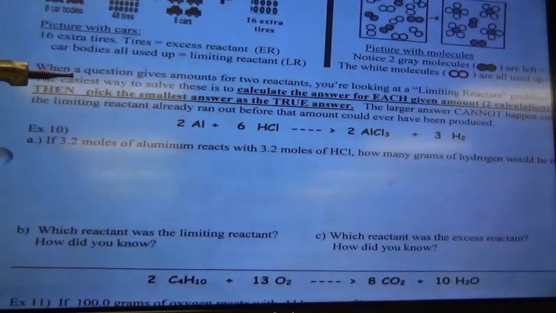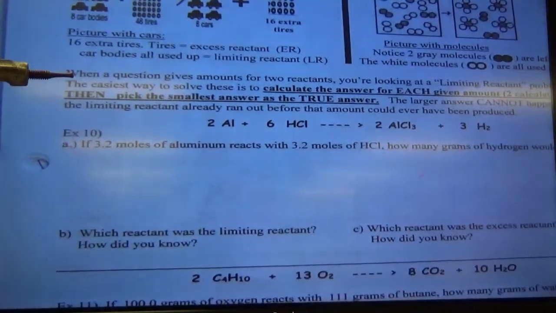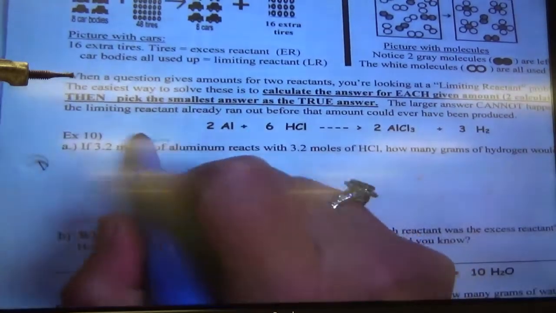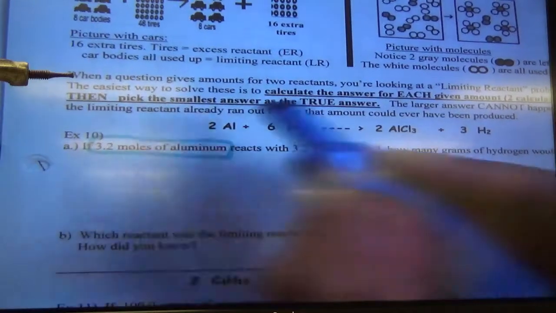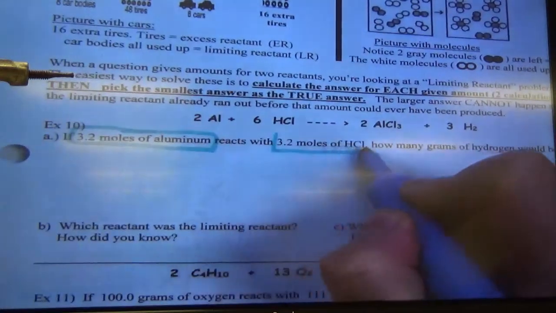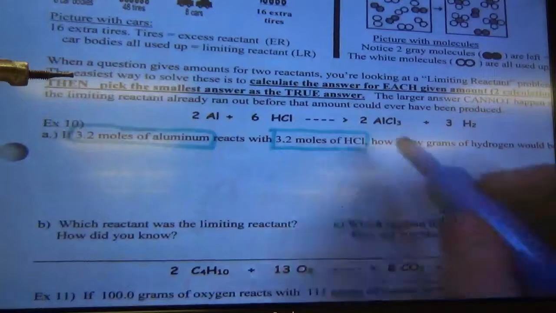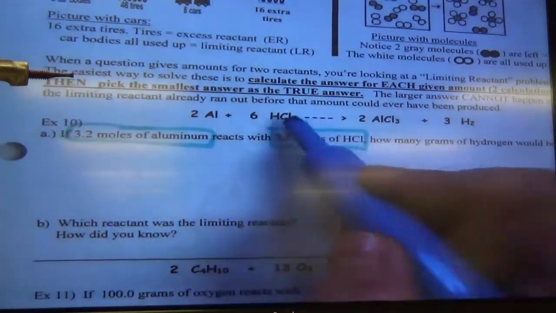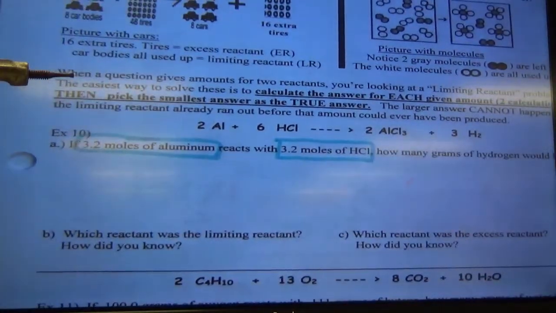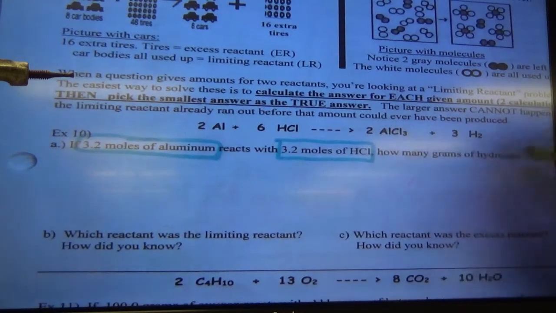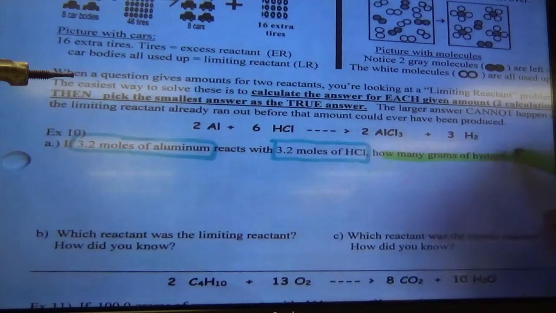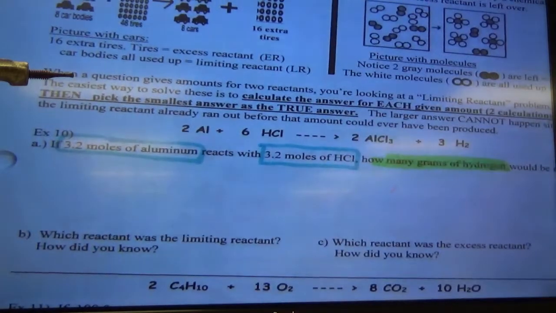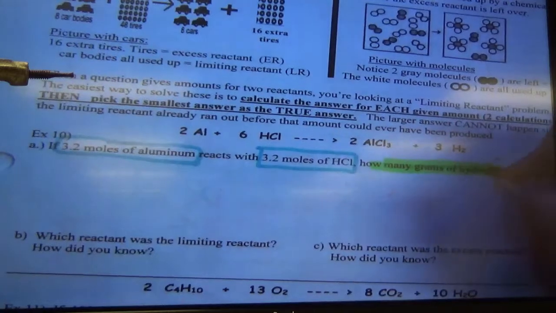Let's do example 10 that's in our notes. In the question, it says we have 3.2 moles of aluminum, and it will react with 3.2 moles of hydrochloric acid, but I'll just say HCl because I know you can read that faster. The question is, how many grams of hydrogen? We want to know how many grams of hydrogen. So in this problem, the unknown is the hydrogen.